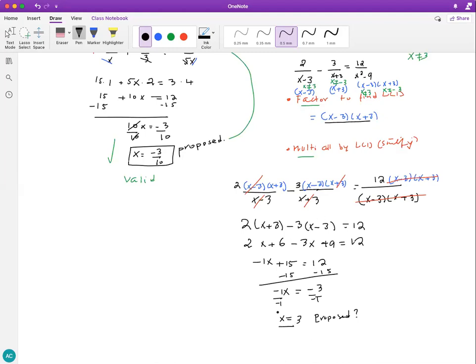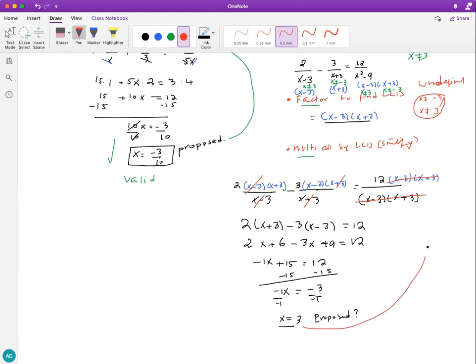We need to check it against some values. Which values do we need to check this against? The undefined values, right? What undefined values did we talk about earlier? X can't be 3, can't be negative 3. Same thing here. X can't be 3, can't be negative 3. These are undefined. Again, after you factor, you need to check the denominators. So x can't be negative 3, and x can't be 3.